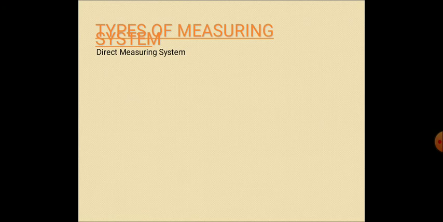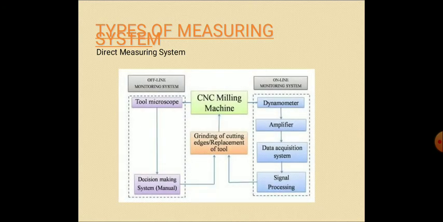So next is the types of measuring system. First one is the direct measuring systems. In this we have two types: the offline monitoring system and the online monitoring system. The offline monitoring system uses a tool microscope to detect the required parameter manually. This is related to the grinding of cutting edges for the replacement of a tool which is used in the CNC machine.